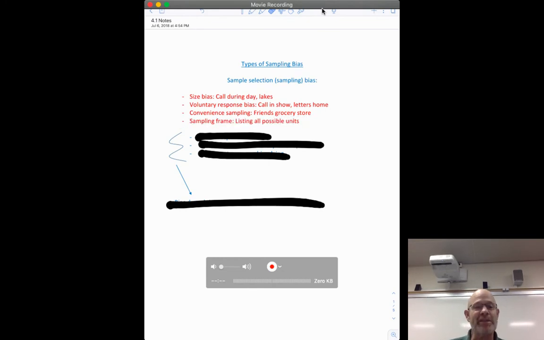Sorry, this is a definition, not a bias. Sampling frame is just a list of all the possible units. So the sampling frame would be all the people in your population. There are some other words: non-response bias might be people not wanting to answer for some reason. Incorrect response bias might be lying. Questionnaire bias might be how you ask the question. If you phrase the questions in certain ways, you might lead people to answer a certain way.